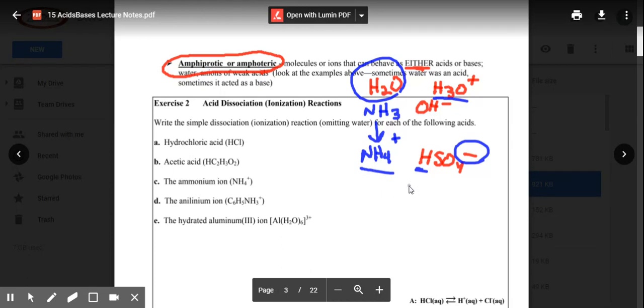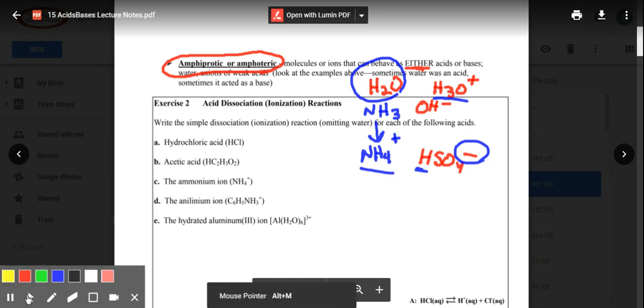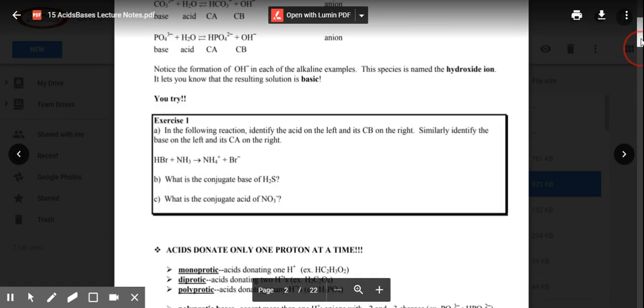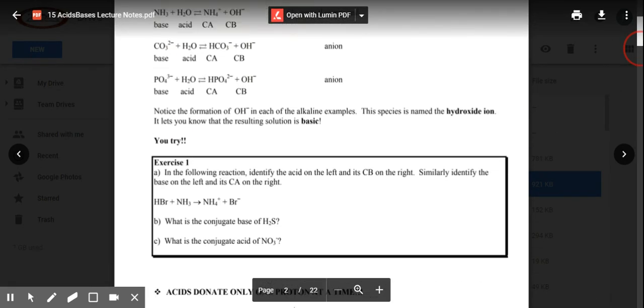All right, so that is known as amphiprotic or amphoteric. So I'm sorry I'm skipping around, but I want to take a second and go back up to page 2.